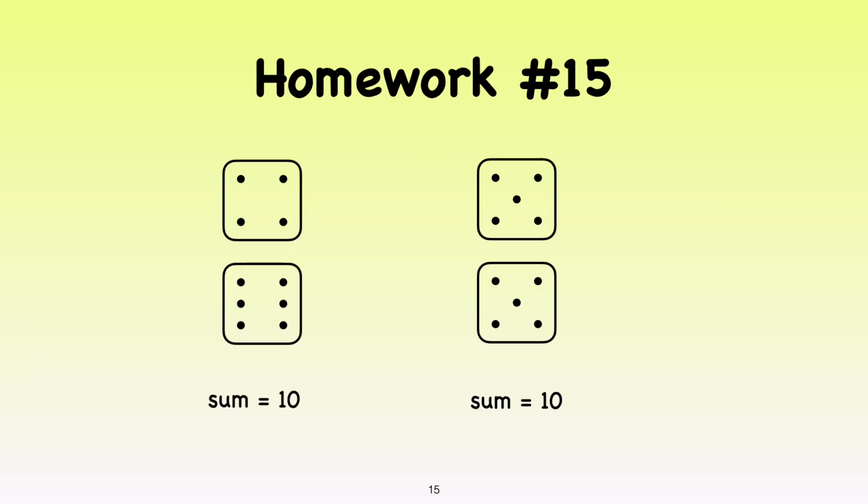Let's talk a little bit more about problem 15. We know the opposite sides of a die add to 7. Let's roll 2 of the dice and see that the sum of the dots is 10. There are 2 ways for that to happen, as we see here. Now, what's on the opposite side of each die, and what is their sum?